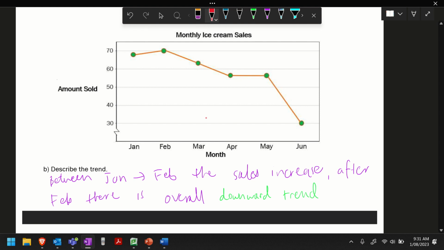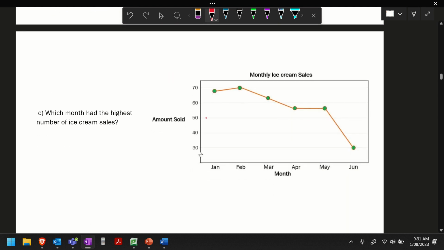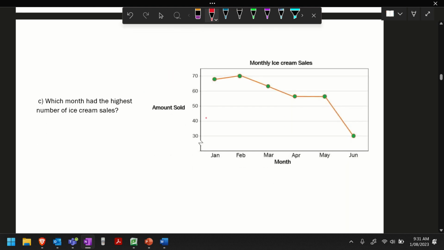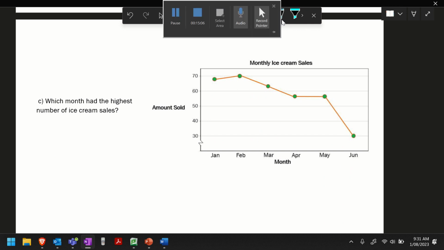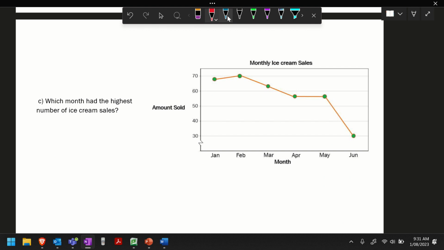Alright, so next thing it'll ask you is, we've got our graph. Sometimes the question might ask you, what's the maximum, what's the minimum? So here, which month had the highest number of ice cream sales? Which one is it, guys? February. Alright, easy.